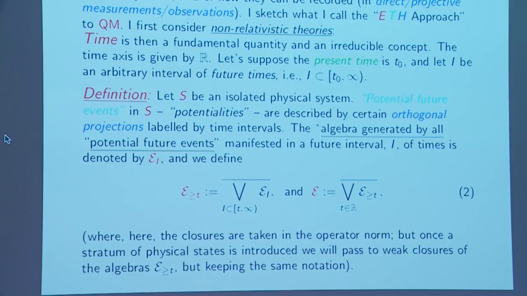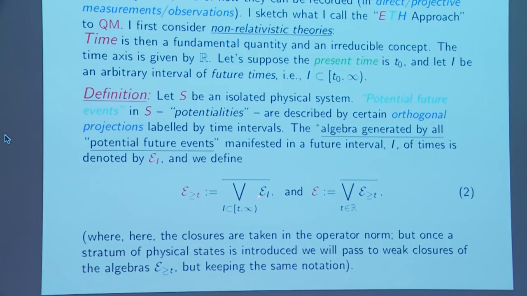I mean, this is your understanding of time, but you are not saying that all events are just labeled by the time. This is a filtration by time. Yes, you will see that this picture will then be refined. So that's E sub I, the algebra generated by potential events occurring at times inside this interval I.